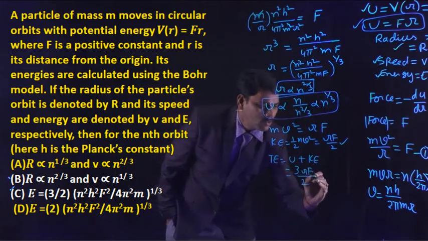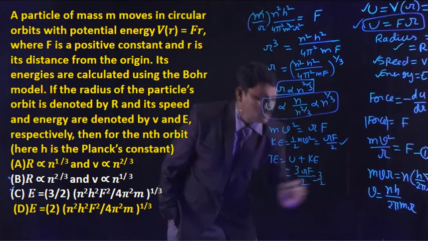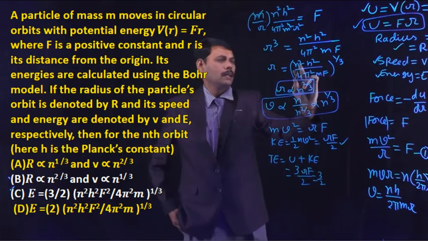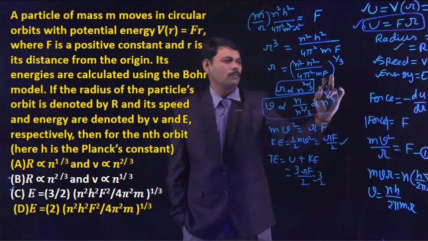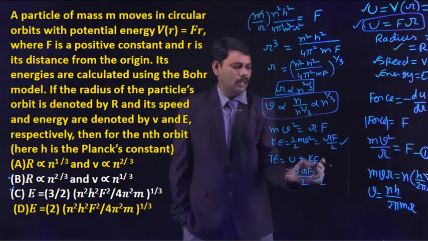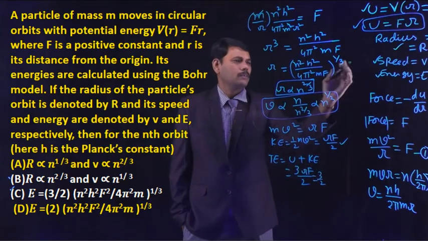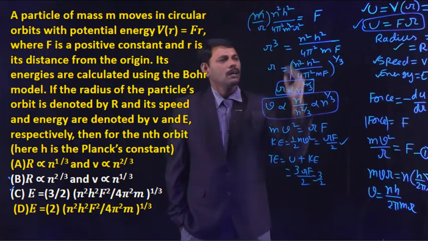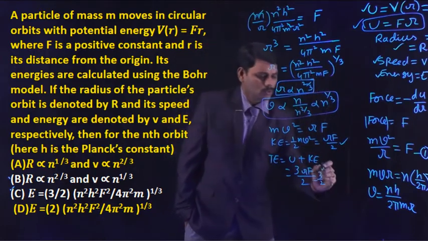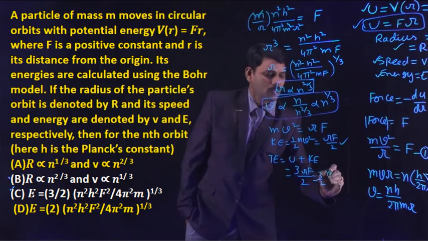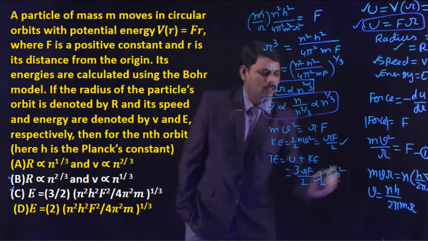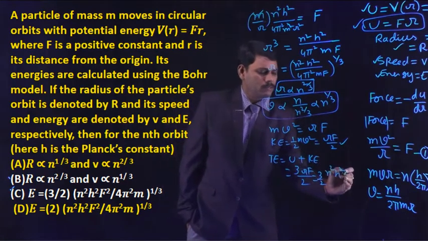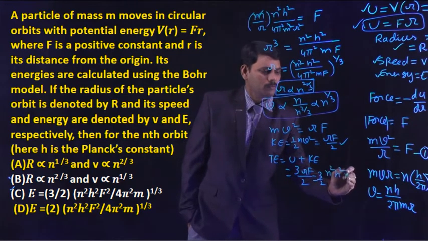So this is equal to 3 by 2 times the R value. This is the R value: n square h square over 4 pi square mf, whole power 1 by 3. Put r here into f. Take this f into the cube root, so that we get m square h square. When f is brought into the cube root, it becomes f cube.